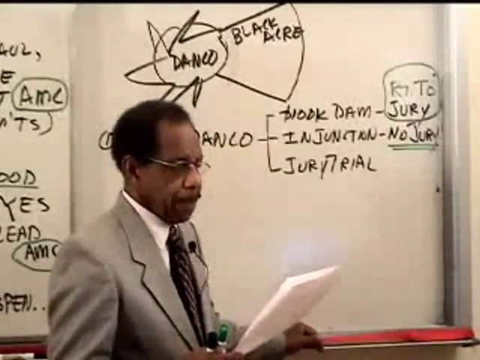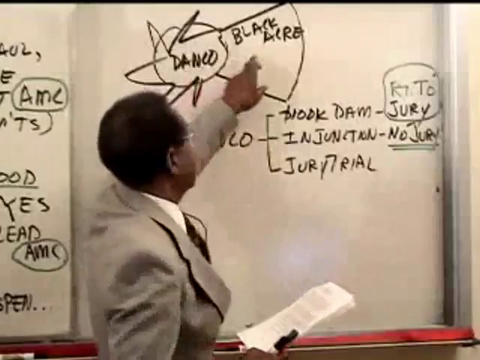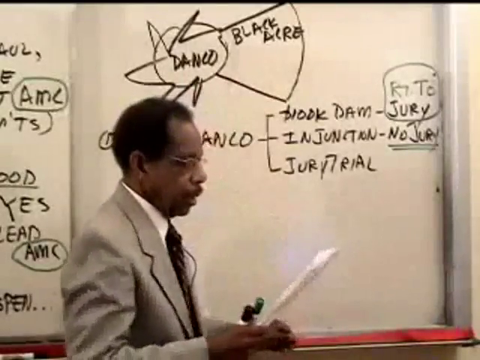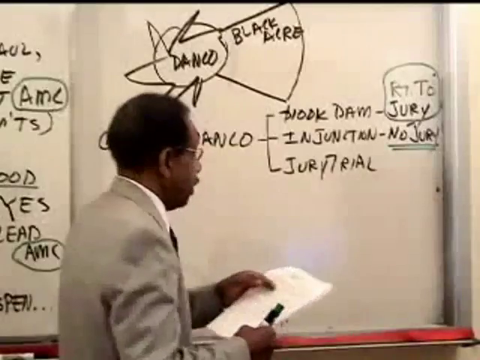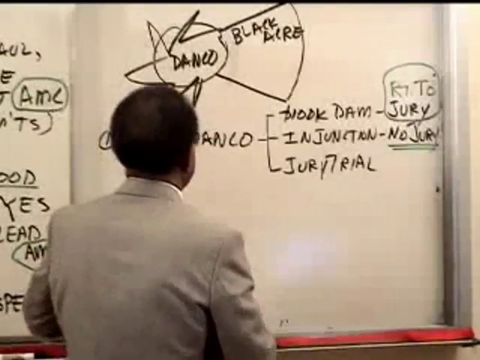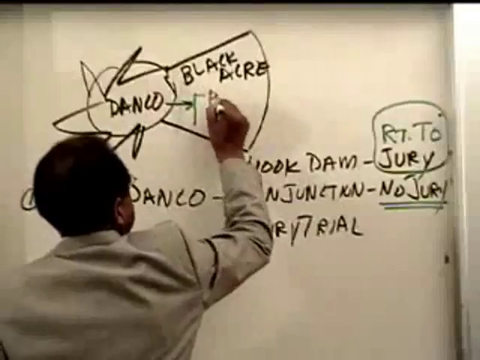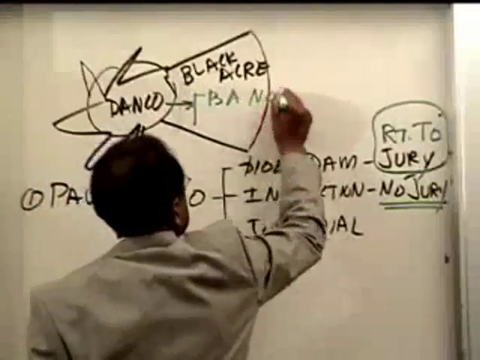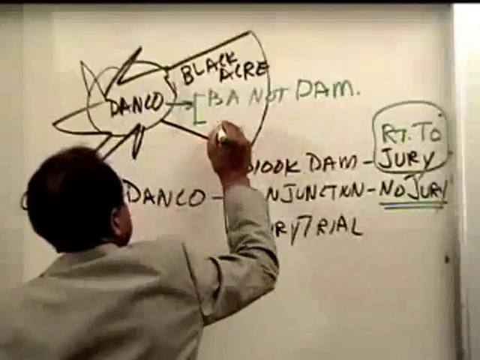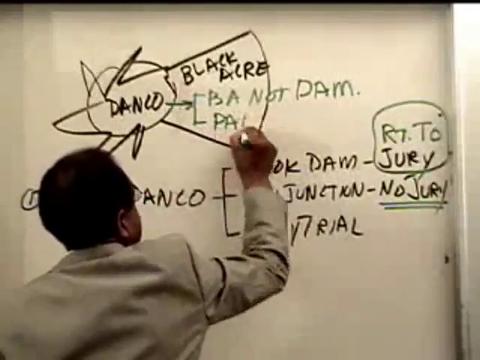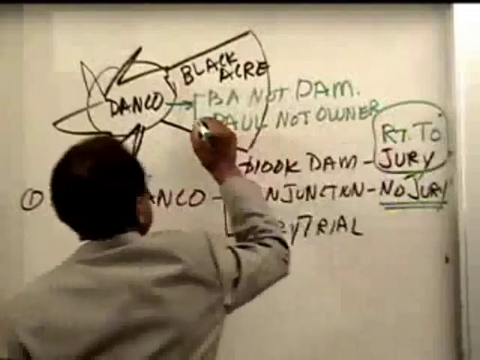Line 10 says, Danko denied that Blackacre was damaged at all. Okay, so Danko says Blackacre wasn't even damaged. And claimed that Paul, who asserted ownership of Blackacre by adverse possession, was not the owner. And so Danko right here is claiming two things. He's claiming that Blackacre was not damaged, and also claiming that Paul is not the owner. So these are the two claims by Danko.